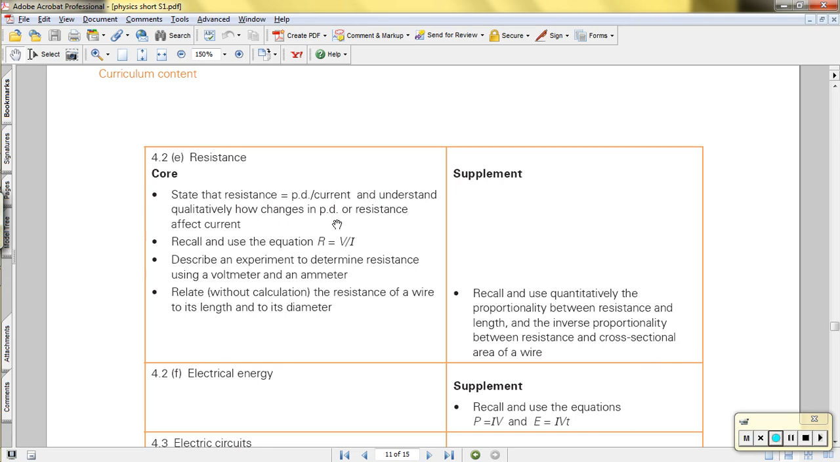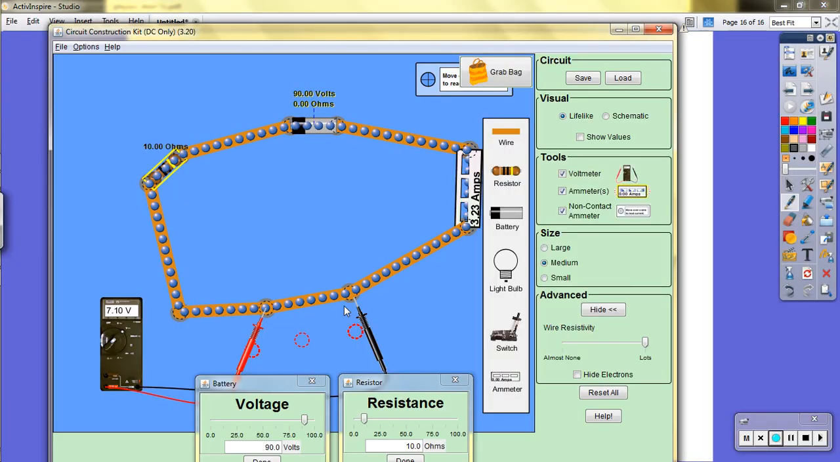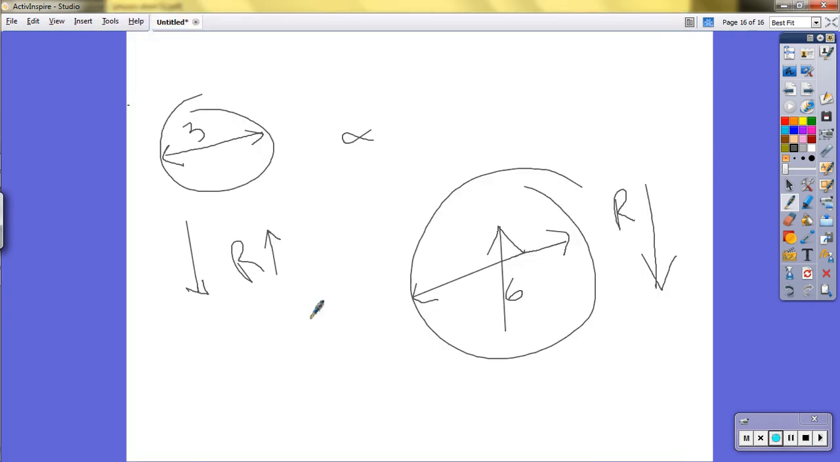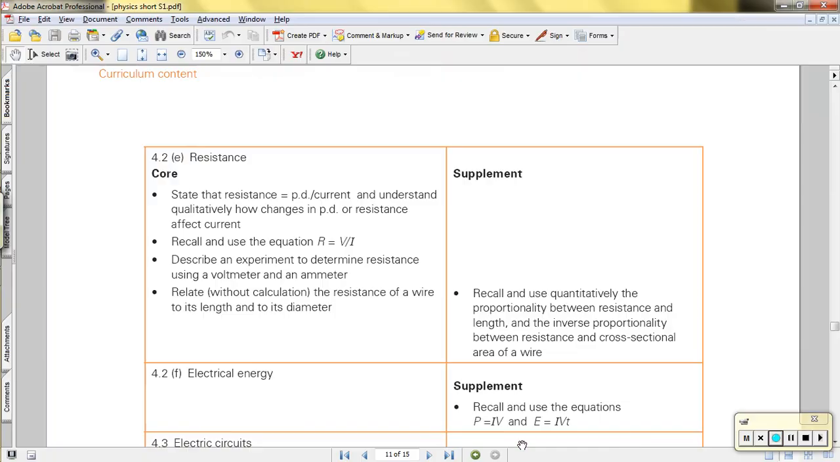All right, quick review. State that resistance is PD over current. Done. Recall R equals V over I. Done. Describe an experiment. That's this bad boy here. Nope, this guy. That's the experiment, and the schematic would look a little bit like that, just drawn properly. At least I tried. Resistance of a wire to length and diameter. Done, done, done. Cool, let's hope this was under 15.